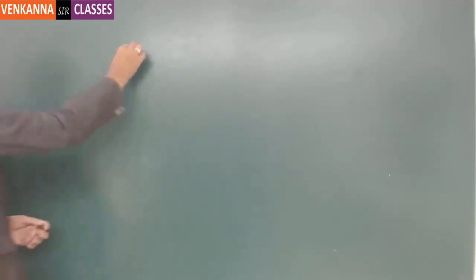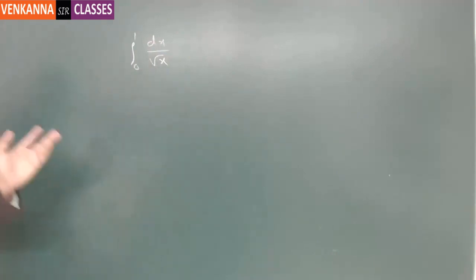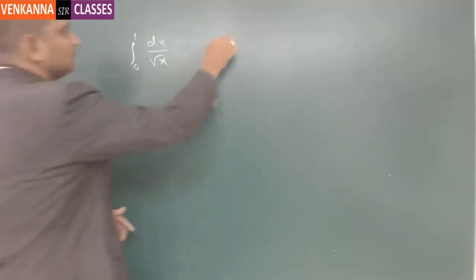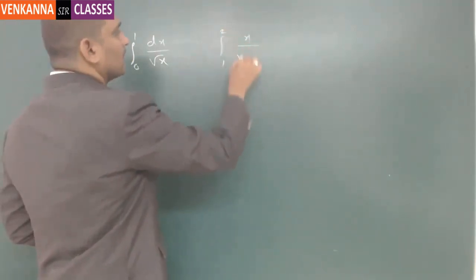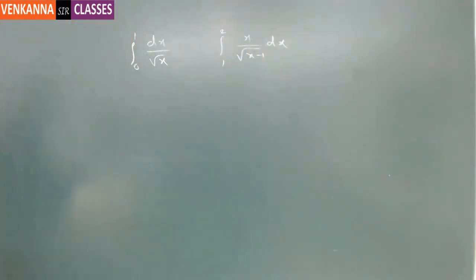So let us take some problems initially, then we go with the other. Let us take integral 0 to 1 dx by root x. And you can take the other one as integral 1 to 2 x by root of x minus 1 dx. I think these two are enough for you at now. Let us take these two things.